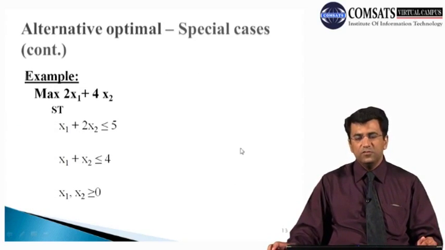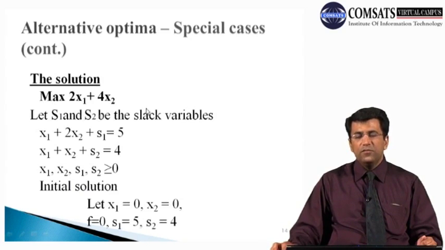Now again class, if you want to solve this particular problem relevant to this particular case we have just discussed, you can always solve this problem. That is, we have some objective function again, that is 2x1 plus 4x2, and this function is subject to the different constraints, that is x1 plus 2x2 is less than or equal to 5, and the other constraint is x1 plus x2 is less than or equal to 4, x1, x2 is greater than or equal to 0. Again, these are the non-negativity constraints.